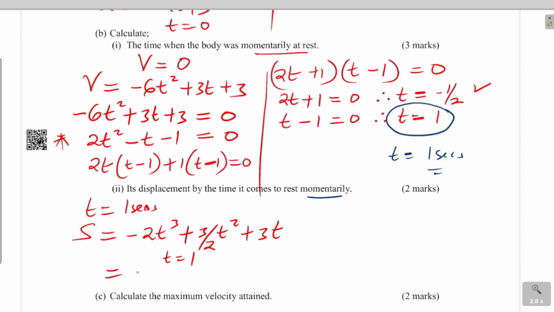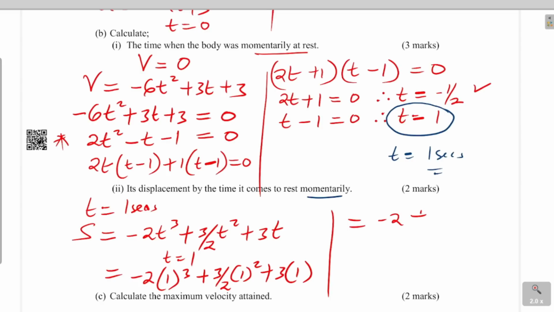So we simply substitute: negative 2 times 1 cubed plus 3 over 2 times 1 squared plus 3 times 1. When you work that out, you will get negative 2 plus 3 over 2 plus 3, which will give 2.5 meters. That is the displacement by the time it comes to rest momentarily.